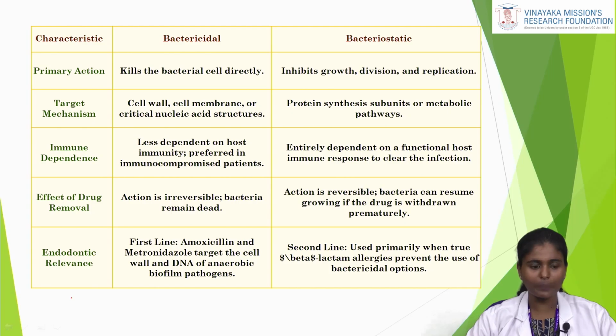Coming to the characteristics and properties, they have been classified into bactericidal and bacteriostatic based on different characteristic phenomena. First, the primary action of bactericidal drugs is that they kill the bacterial cell directly, whereas bacteriostatic drugs inhibit growth, division and replication. Coming to the target mechanism, the bactericidal group of drugs inhibits the cell wall, cell membrane and critical nucleic acid structure, whereas bacteriostatic drugs target protein synthesis, subunits or metabolic pathways. Coming to immune dependence, bactericidal drugs are less dependent on host immunity and preferred specifically in immunocompromised patients. Bacteriostatic drugs are entirely dependent on a functional host immune response to clear the infection.